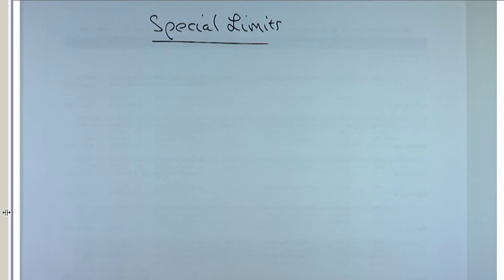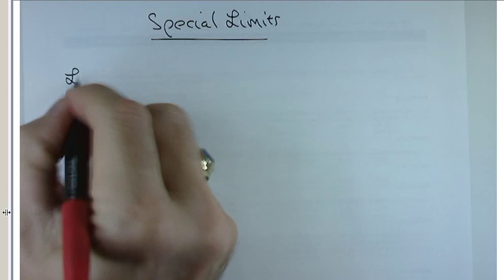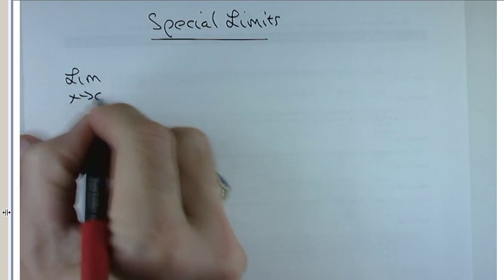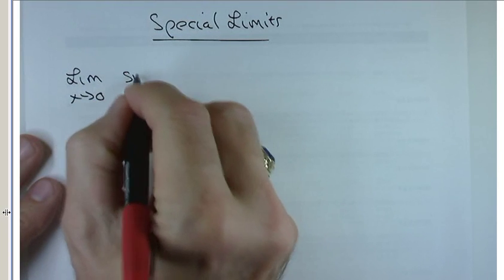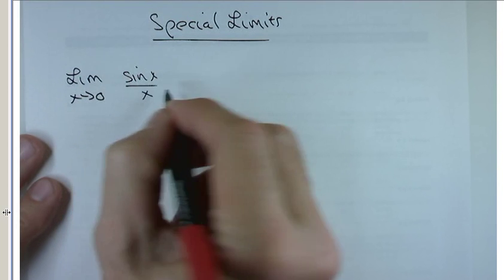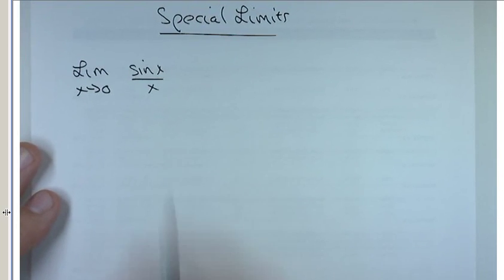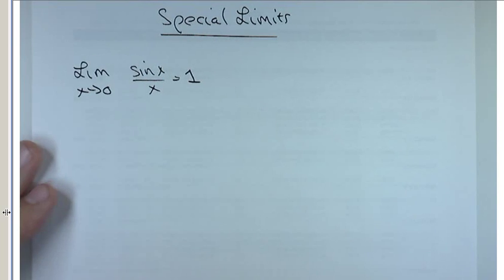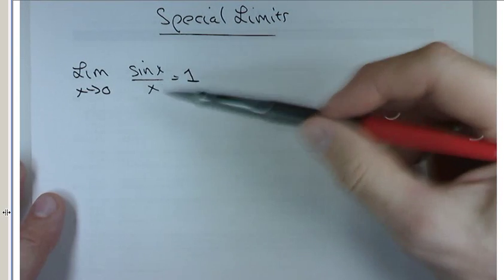The first one is this. It's the limit as x approaches 0 of the sine of x over x. And that limit is 1. Which is kind of strange, because both of those are going to 0, and they go to 0 at roughly the same speed. So that's why you get a limit of 1.